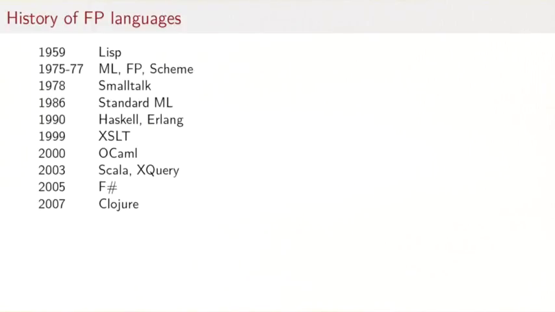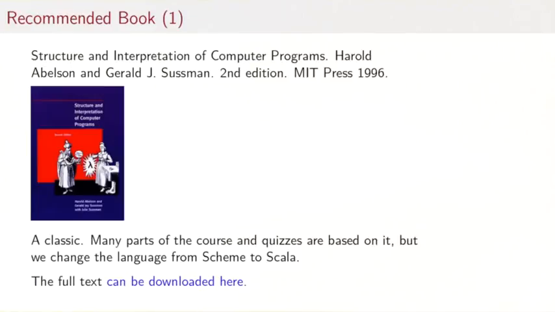If we look at the history of functional programming languages, we find that they date back to almost the beginning of programming languages in general. The first functional language was Lisp, invented by McCarthy at the end of the 1950s. Then there was a lot of activity in the 1970s and 80s with ML, FP, Scheme, Smalltalk, Standard ML, reaching into the 90s with Haskell and Erlang. Later languages include OCaml 2000, Scala 2003, F# 2005, and Clojure 2007.